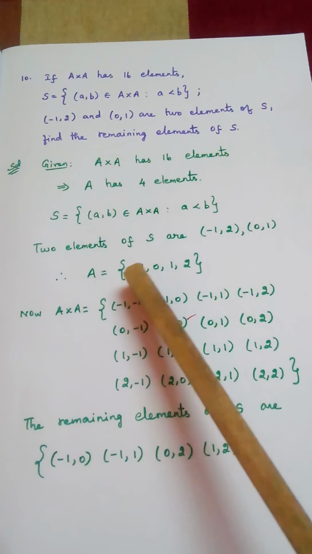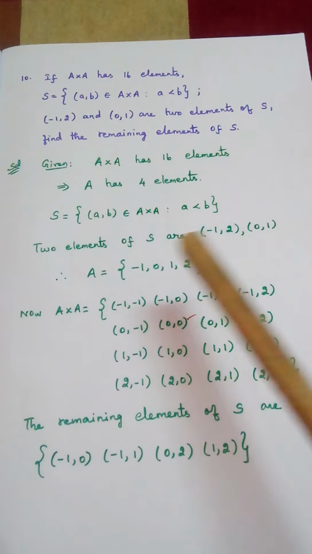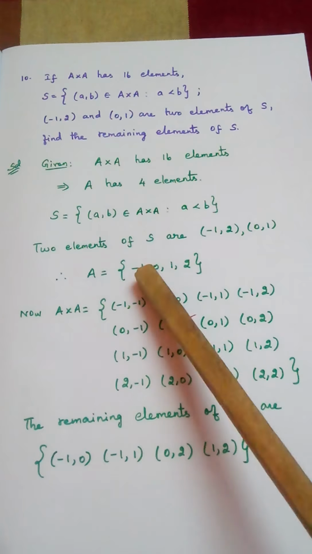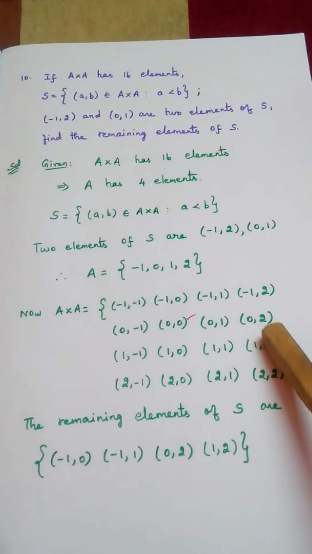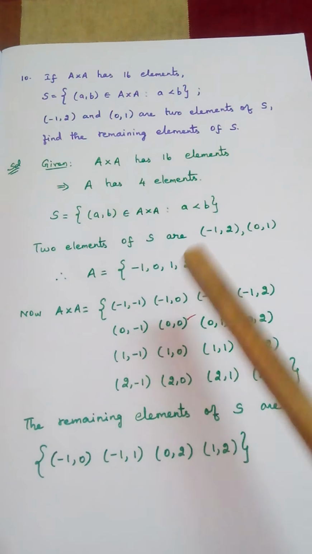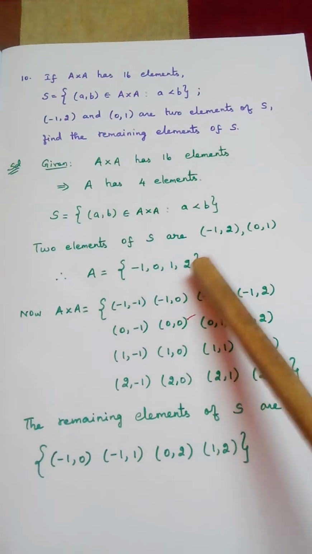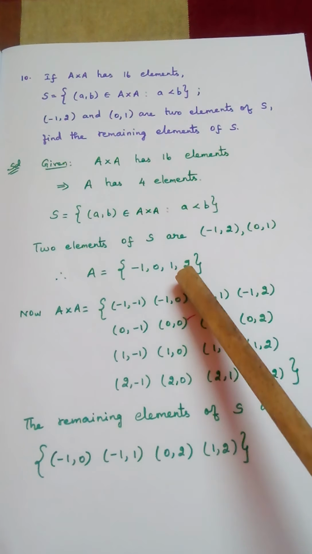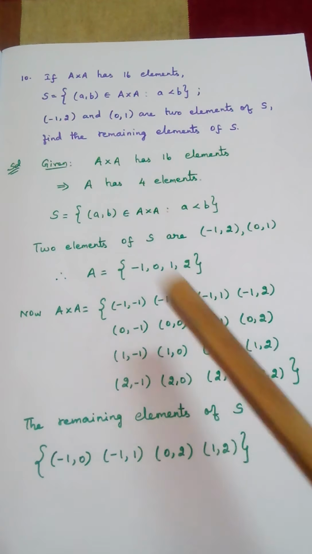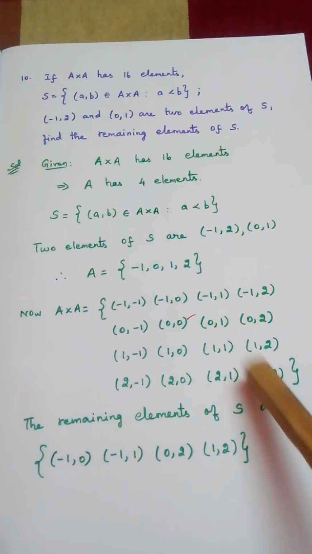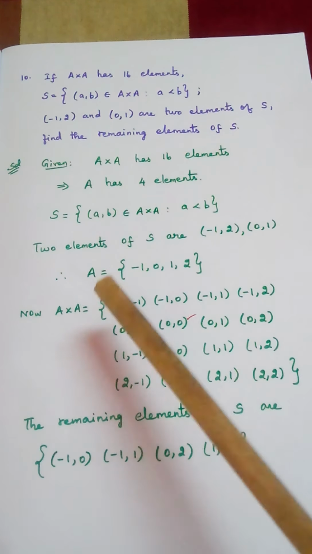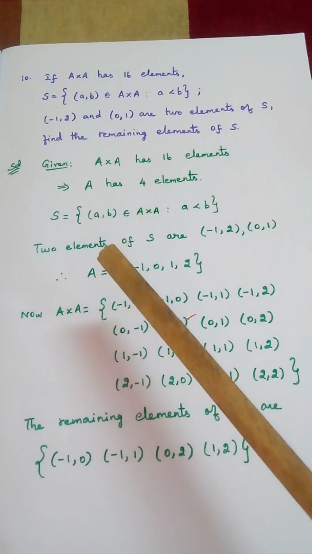So with minus 1 I can create 4 elements. Similarly with 0: 0 comma minus 1, 0 comma 0, 0 comma 1, 0 comma 2, 4 elements. Similarly with 1: 1 comma minus 1, 1 comma 0, 1 comma 1, 1 comma 2, 4 elements. Similarly with 2: 2 comma minus 1, 2 comma 0, 2 comma 1, 2 comma 2. So how many elements? 4, 4, 4, 4, so 16 elements are present in A cross A.